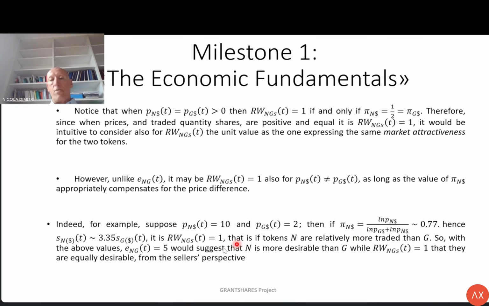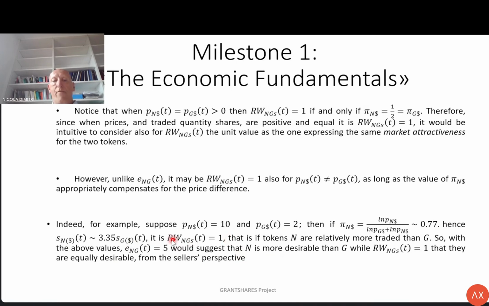So, for example, look at this very simple numerical example. Suppose PN is 10, PG is 2. So according to the simple price ratio, N will be 5 times, so to speak, stronger than G, or more desired than G in the market. However, according to this compounded indicator, if pi N is large enough, how large is indicated here, 0.77, which means that the proportion of traded N tokens is more or less 3.35 times the proportion of traded G tokens. So N tokens are much more traded, proportionally more traded than G tokens.